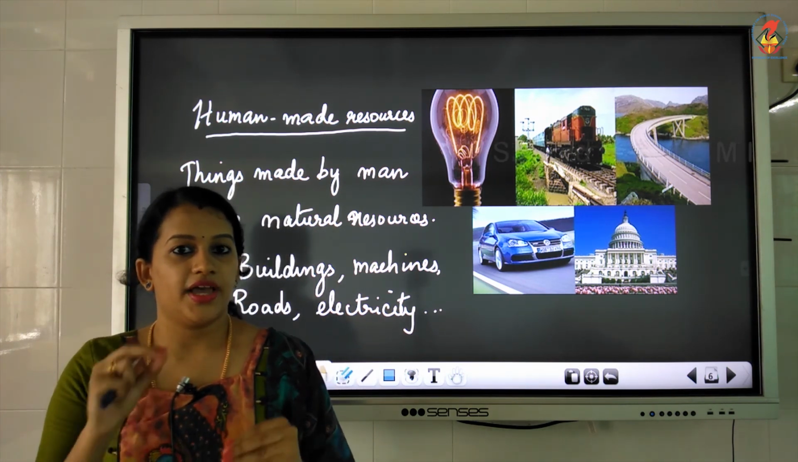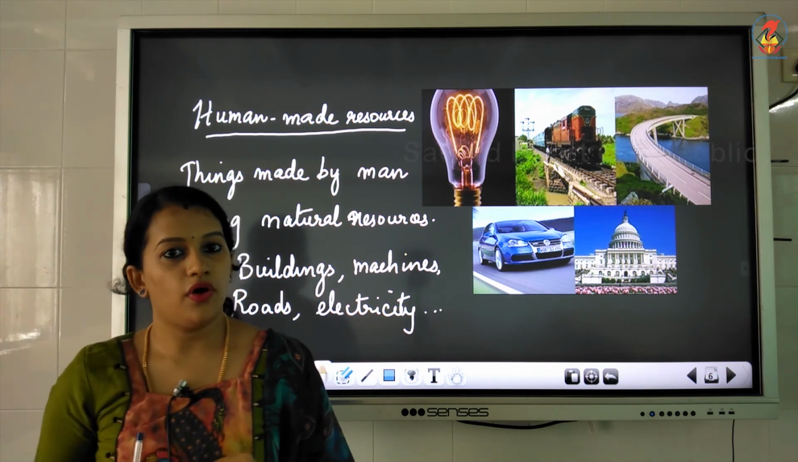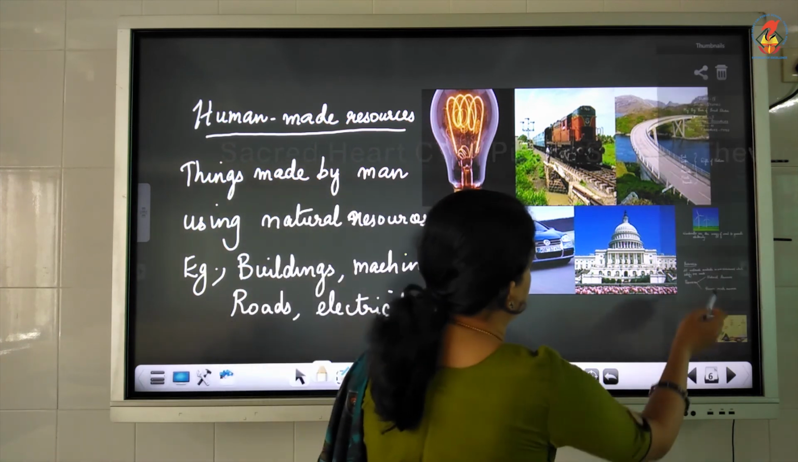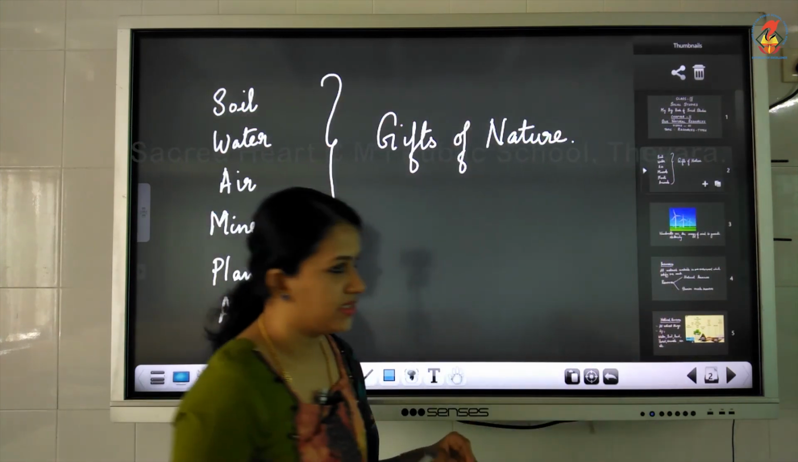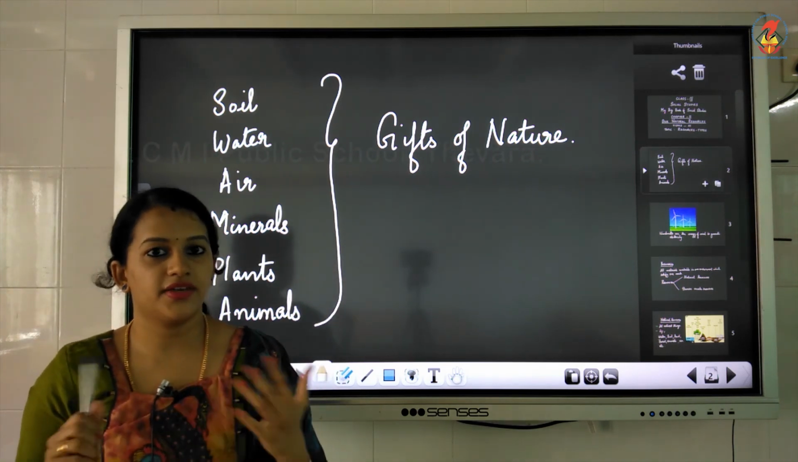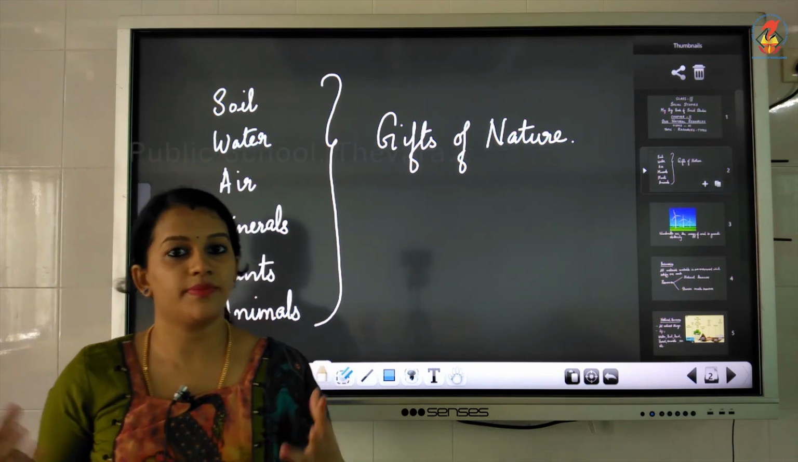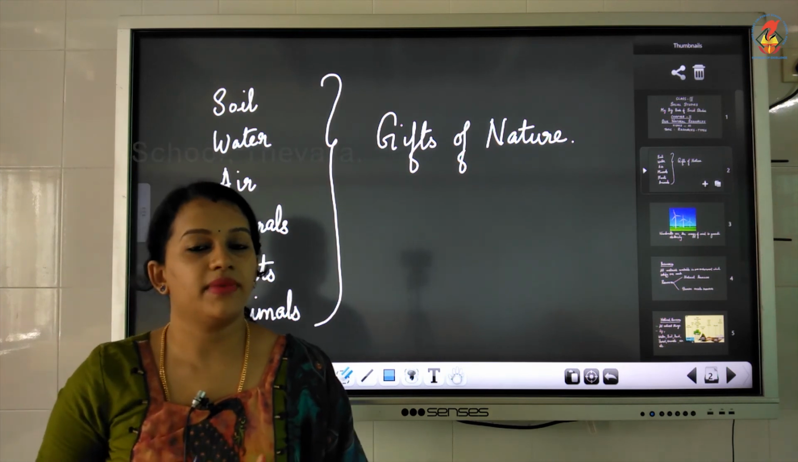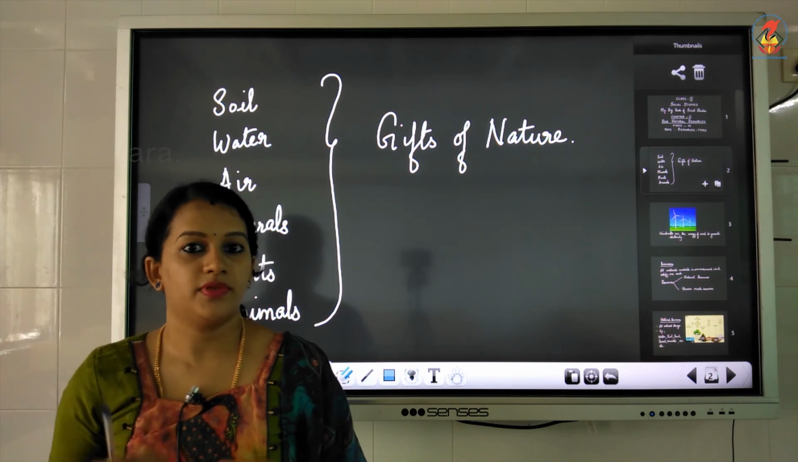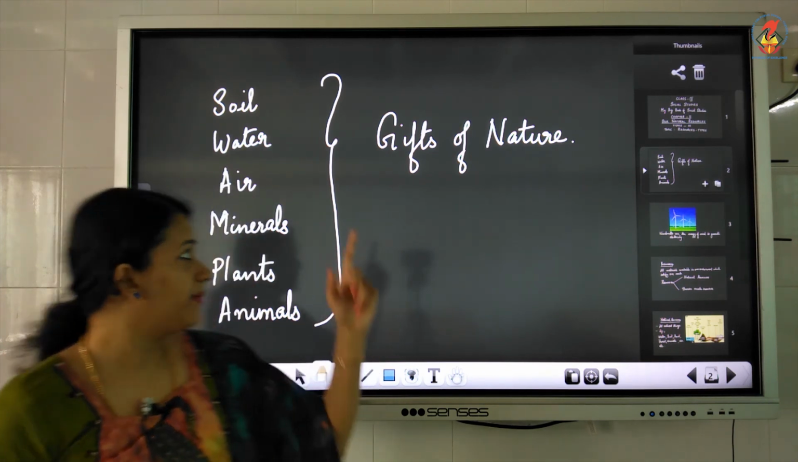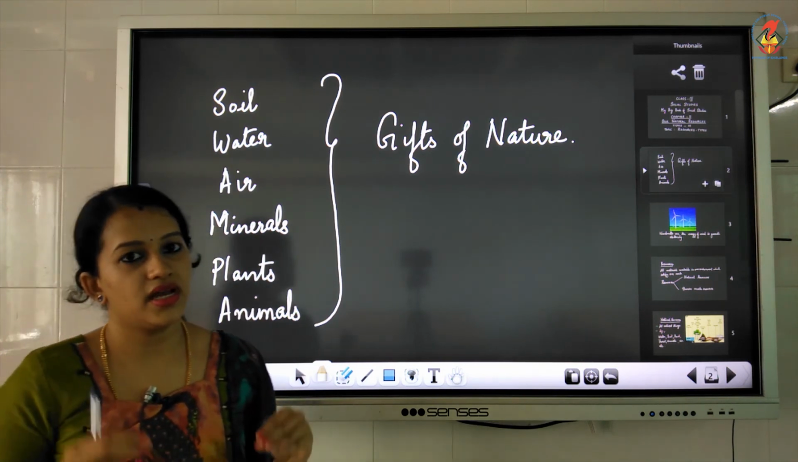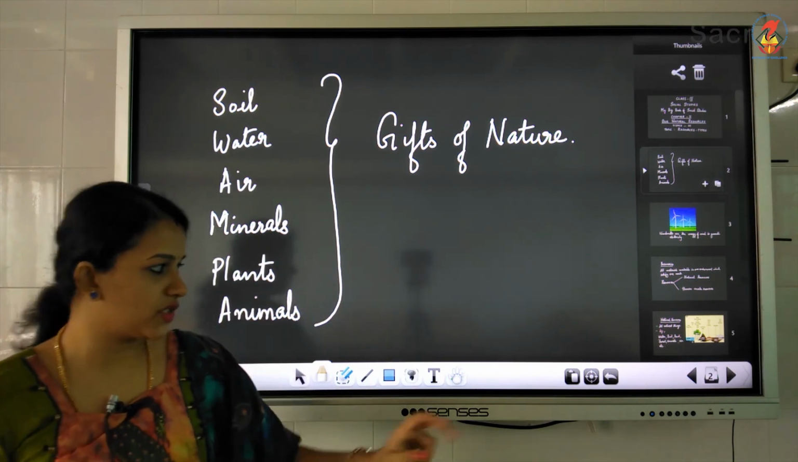So, children, I hope that this part of the chapter is clear. I'll just repeat once again whatever you have learned in this chapter, in this class. So, you learned about the gifts of nature. Gifts of nature are the things that are present in nature that can be converted to some useful things to satisfy our needs. For example, soil, water, air, minerals, plants, animals, etc. are a few examples of gifts of nature.